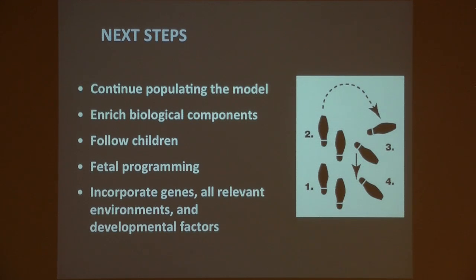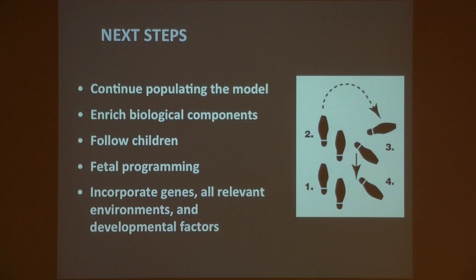Next step, continue populating this model. We're going to keep working through this cycle, building up those different nodes and understanding and learning how to break the cycle of risk. We're going to enrich the biological components and follow these kids as they enter the age of risk. The oldest MoBa kids now are 9, so they're entering that very interesting age where we might be starting to see the beginning of some disordered eating behaviors. Look at this from a fetal programming perspective. How is that maternal nutrition influencing some of these kids' later weight and growth and sucrose preference, for example, trajectories? And incorporate in that model genes, all relevant environments, and developmental factors.